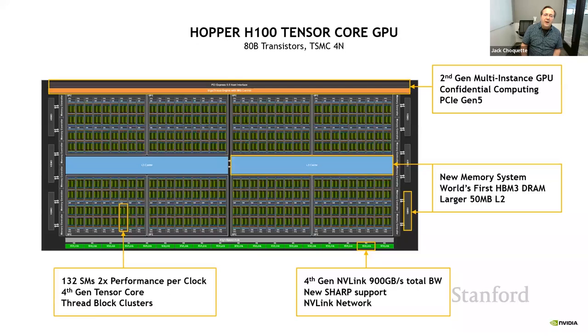Hopper is built on TSMC's custom 4-nanometer process, contains over 80 billion transistors, which makes it the world's most advanced monolithic chip, contains 132 SMs, each delivering twice the performance of our previous generation A100 SMs, and includes multiple new features. It includes a new memory system featuring HBM3 and a larger L2 cache, to deliver a much higher memory bandwidth than the previous generation. It also supports multi-GPU superpod and cloud designs, and we added a variety of new system architecture features, including the fourth-generation NVLink and new NVLink network, second-generation multi-instance GPU technology, as well as new accelerated confidential computing support, which is secured accelerated computing.